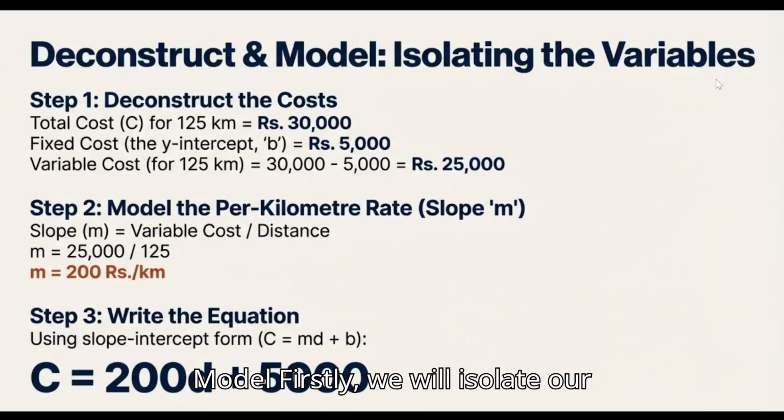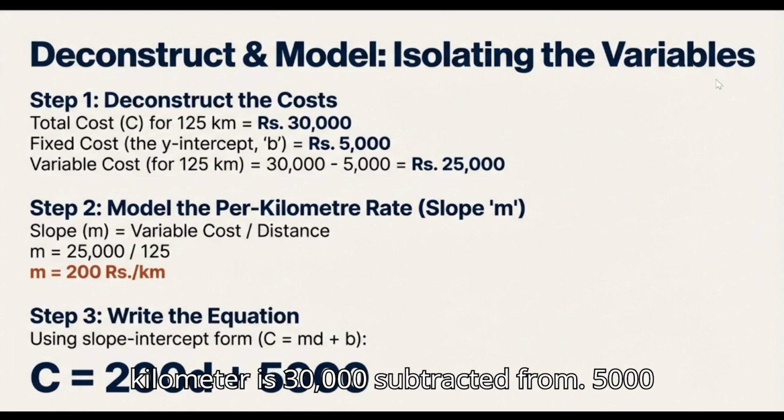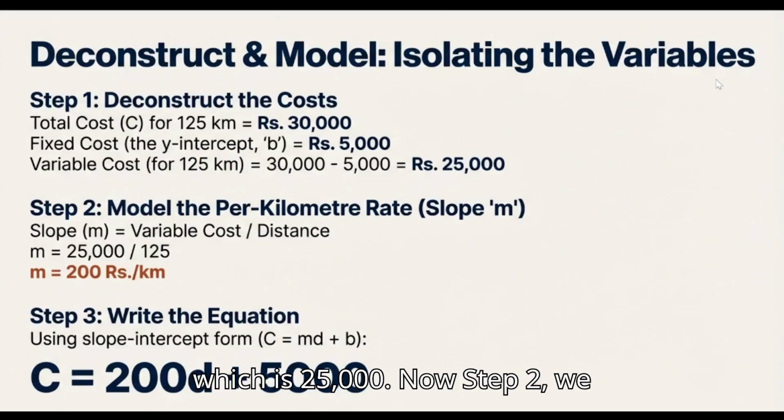Firstly, we will isolate our variables. The total cost, which is C, for 125 kilometers is 30,000 rupees. The fixed cost, which is the y-intercept or C, is 5,000 rupees. The variable cost for 125 kilometers is 30,000 subtracted by 5,000, which is 25,000.